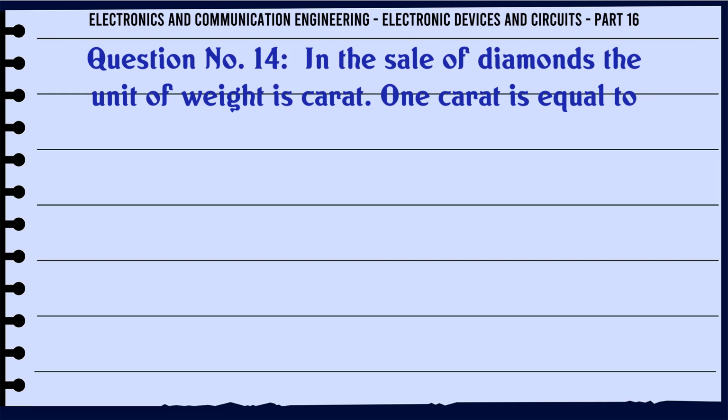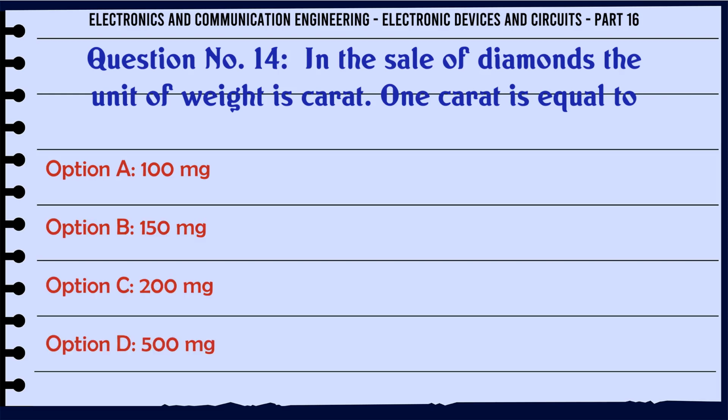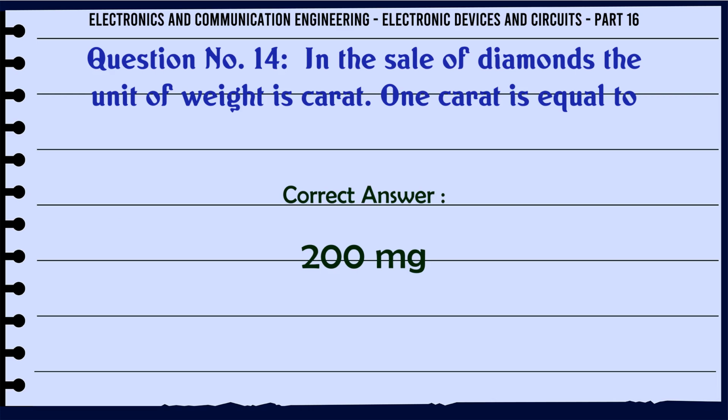In the sale of diamonds, the unit of weight is carat. 1 carat is equal to: A. 100 milligrams. B. 150 milligrams. C. 200 milligrams. D. 500 milligrams. The correct answer is 200 milligrams.